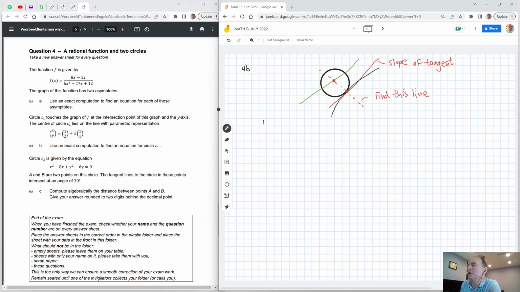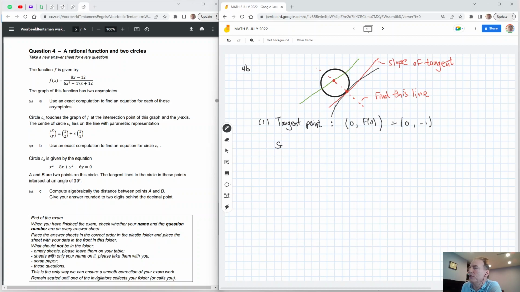So let's find the tangent point, or point of contact. Well, that's given here, the intersection of this graph and the y-axis. So the coordinates of that are 0 and then f of 0. And what is f of 0? Minus 12 divided by 12 is minus 1.